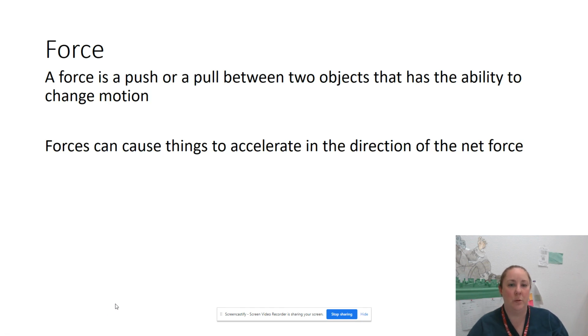A force is a push or a pull between two objects that has the ability to change motion. Forces can cause things to accelerate in the direction of the net force.